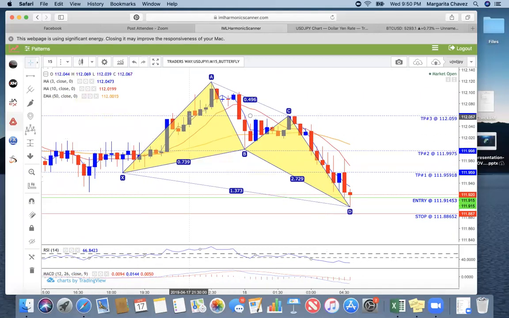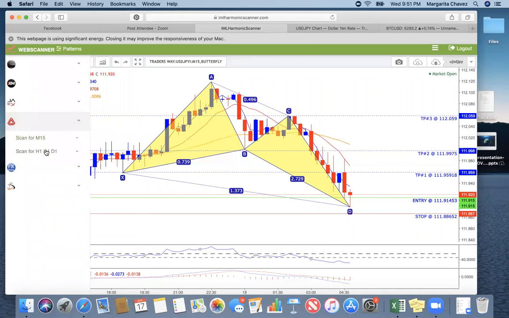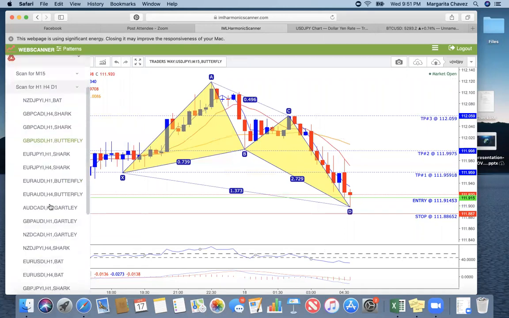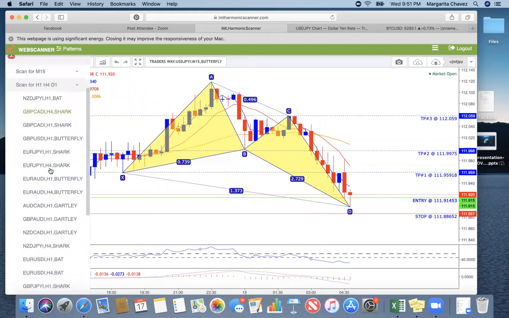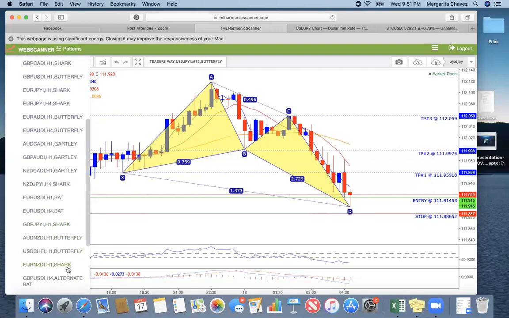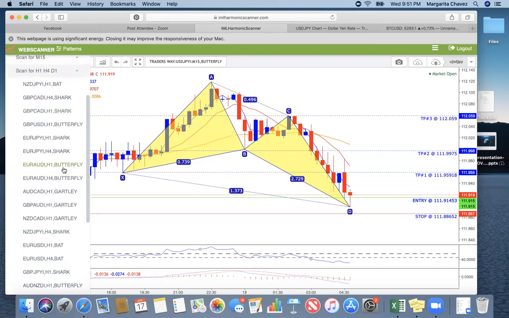And just in case you didn't know, Harmonic Scanner looks for patterns. Like this is the butterfly. This is a butterfly pattern. Somebody had asked me one time, how come I can't find a pair on here? They were looking for a specific pair. The only pairs the Harmonic Scanner will put on here are when they find a bat, shark, butterfly, Gartley, these patterns. If it doesn't find any pattern, you're not going to find it here.